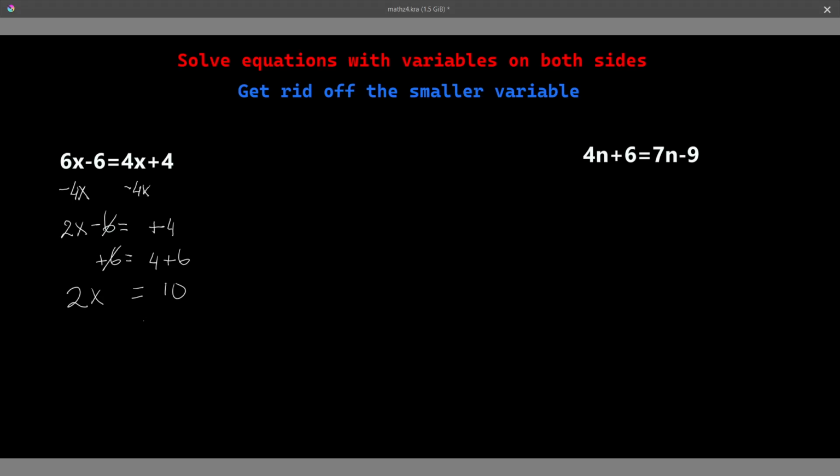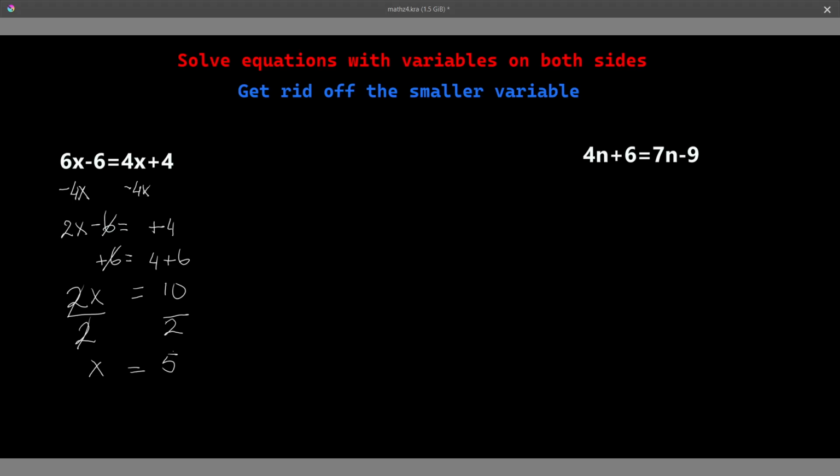To isolate x, we need to use inverse operation again. 2 times x is 10. Inverse operation of 2 times x is divide by 2. And what you do on the left side, you need to do also on the right side. So we need to divide 10 also by 2, which leaves us x. This cancels this out, so it leaves us x is 10 divided by 2 is 5. So our answer for this equation is 5.